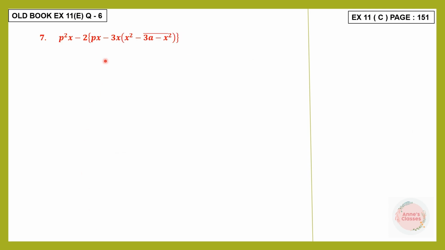Question 6. Here what do we have? We have curly brackets, we have the parenthesis and we have the bar bracket. So bar bracket has to be removed first, that is this. So let's begin. p square x minus 2 and then curly bracket px minus 3x into x square. Now we're going to remove this, the bar bracket. We cannot simplify it further. So look at the sign before that, minus. So 3a minus x square, the sign will change.